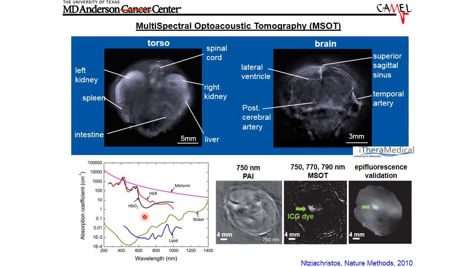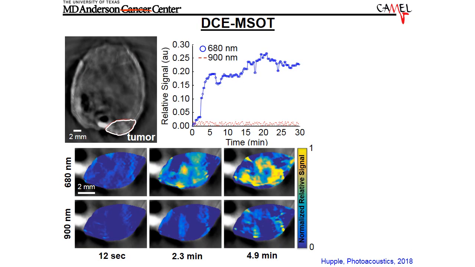And really, the key is the word multispectral. A single image at one wavelength doesn't provide much information, but by collecting multiple images at multiple wavelengths, then spectral unmixing can be used to isolate the dye to image the dye. In this case, indocyanine green, which was validated with epifluorescence validation after the in vivo imaging. This is a study done by Vasilis Ntziachristos and his colleagues in 2010. Really nice example. So we've been performing dynamic contrast enhancement MSOT to evaluate vascular perfusion in tumors.